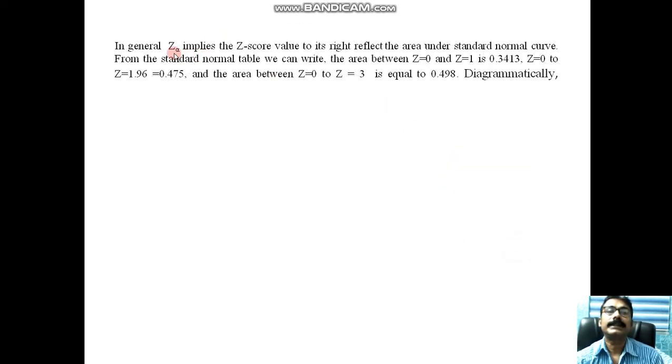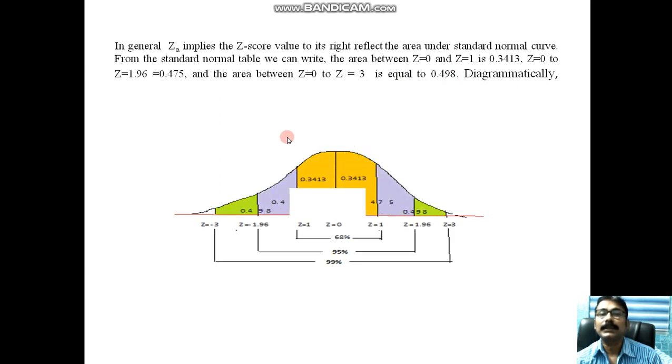In general, another important concept is z alpha, which implies the z score value whose right side reflects the area under the standard normal curve. From the standard normal table, we can write the area between z equals 0 and z equals 1 is 0.3413, from z equals 0 to z equals 1.96 the area is 0.475, and the area between z equals 0 and z equals 3 is 0.498. So diagrammatically we can write it in this way.